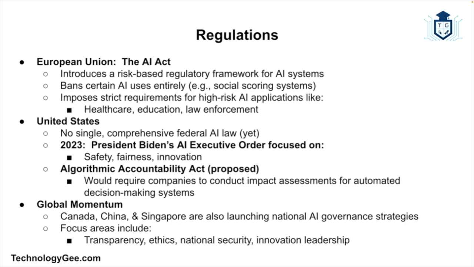healthcare or education. In the US, there is no comprehensive AI law as of yet, but there is increasing momentum. President Biden issued an AI executive order back in 2023 that focused on safety, fairness, and innovation. And the Algorithmic Accountability Act has been proposed to require impact assessments for automated systems. Now, other countries like Canada, China, and Singapore are also rolling out their own AI governance plans.